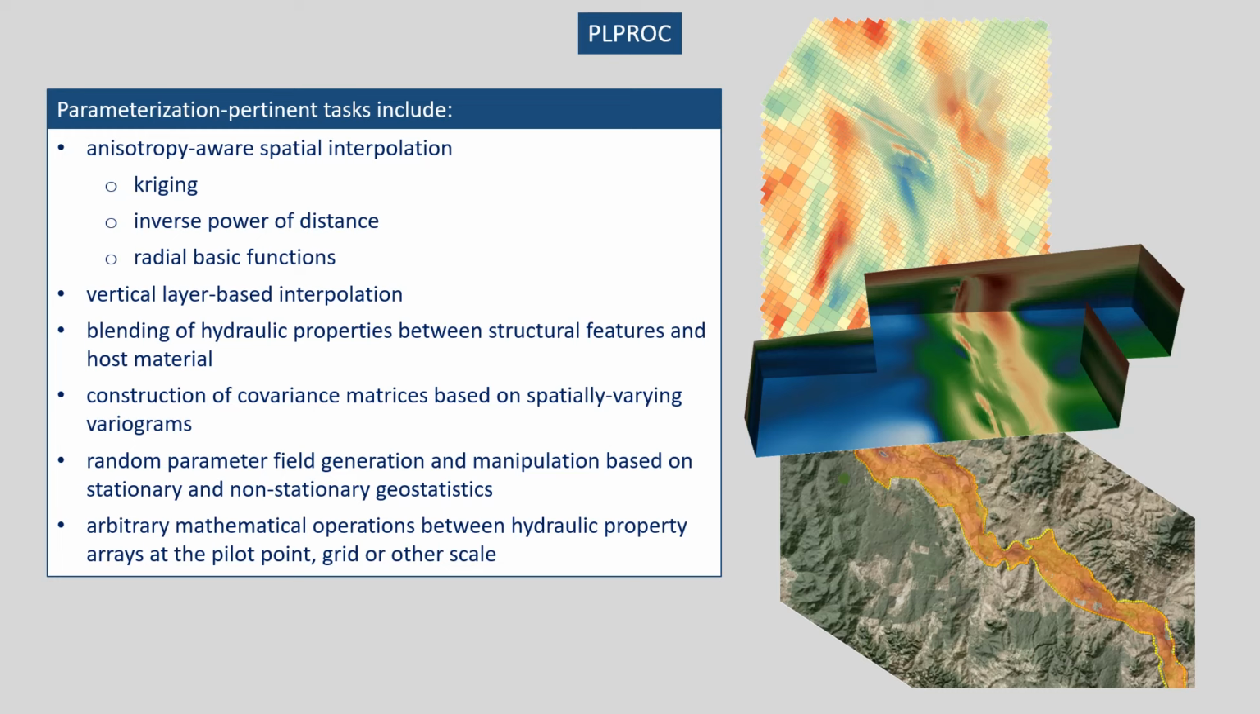So, in order to provide that support, PLPROC can undertake a lot of parameterization pertinent tasks. These include, as we'll discuss, things such as anisotropy-aware spatial interpolation using kriging, inverse power of distance, radial basis functions, vertical layer-based interpolation, blending of hydraulic properties between structural features and host material, construction of covariance matrices based on spatially varying variograms, random parameter field generation and manipulation based on stationary and non-stationary geostatistics, and arbitrary mathematical operations between the various spatial entities that it supports.